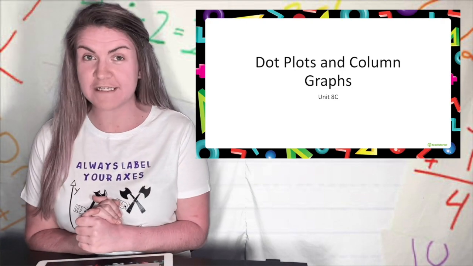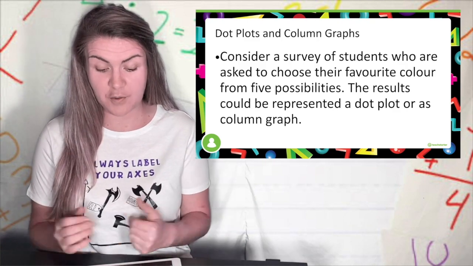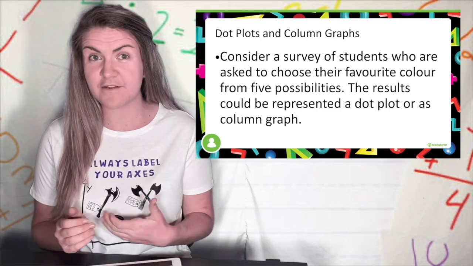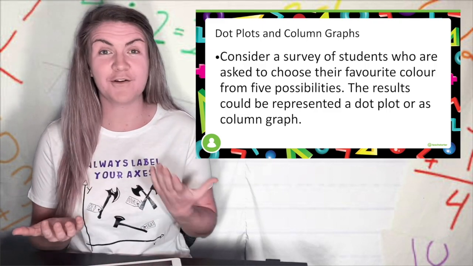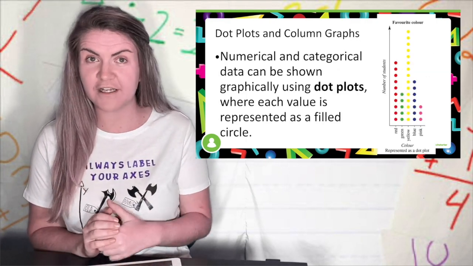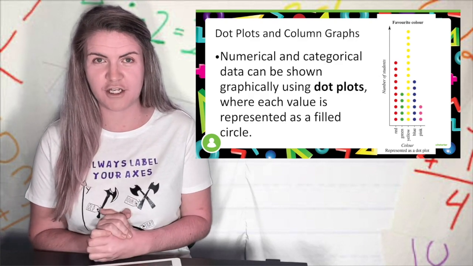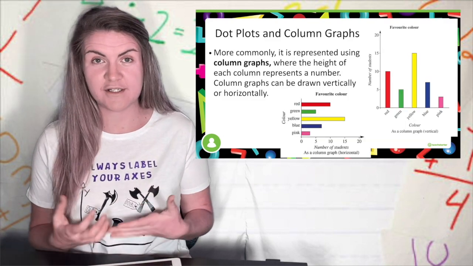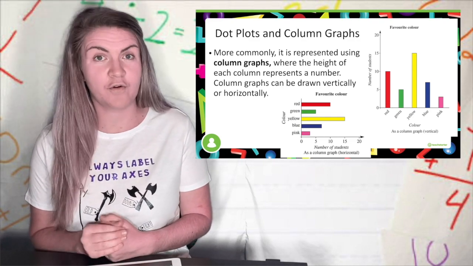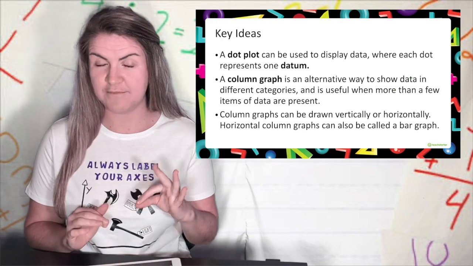Today we're going to look at representing data in dot plots and column graphs. Let's consider a survey of students who are asked to choose their favorite color from 5 different possibilities. We could represent the results of our survey as a dot plot or a column graph. Any numerical or categorical data can be shown graphically using dot plots, where each value is represented by a filled-in circle. More commonly, data is represented using column graphs, where the height of each column represents a number. Columns can be drawn vertically or horizontally. In a dot plot, each dot represents a datum or a piece of data.